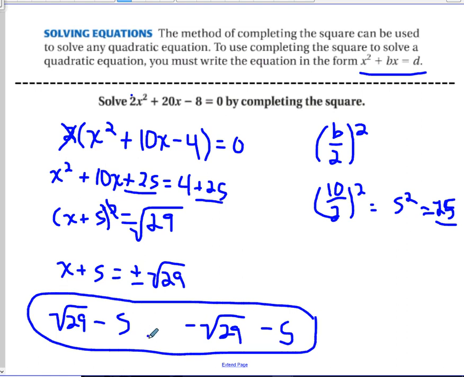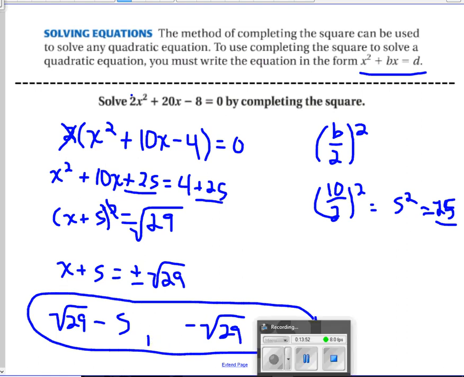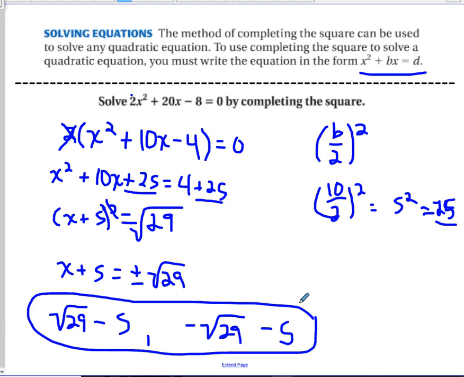Now I'm going to take these two terms, and I can do one of two things. I can leave them like this, which is very commonly done because there's not an exact answer to this, like not a pretty number, it's going to be some sort of decimal, or I can just plug it into the calculator and solve. If I plug this into the calculator, I think this is 0.39, and this guy is negative 10.39.